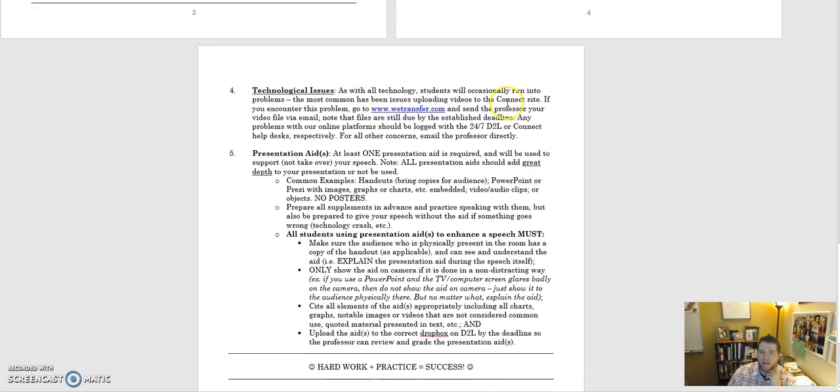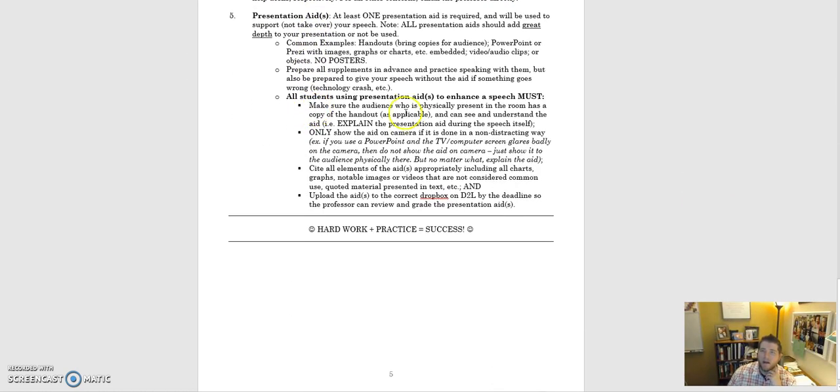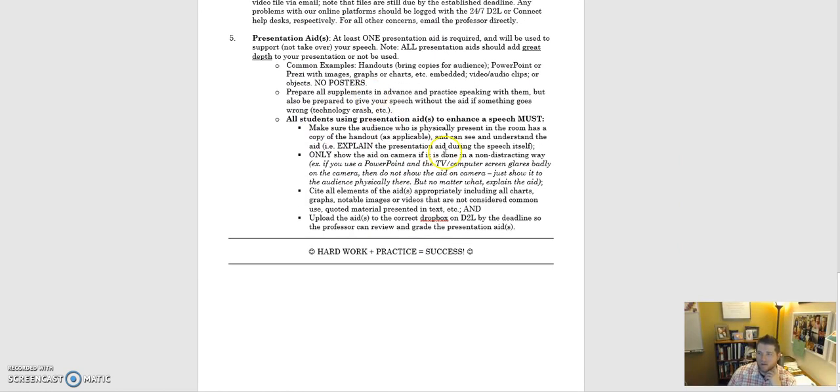Dress and the podium are the same. Technological issues are the same. And then I give you the presentation aid spiel here, which we will talk even more about as we get to the presentation aid stuff. But folks, you do have to have a presentation aid of some sort, and you do have to have some way to turn it in to me.